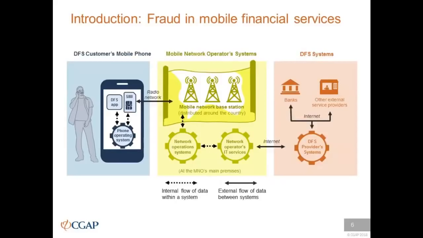It could be a smartphone, it could be a feature phone, but within that there is obviously a phone operating system. There may be a DFS application, and there's certainly a SIM. And then there's the mobile network operator systems with which the phone communicates via radio. And the MNO systems consist generally of a base station, or there'll be lots of base stations around the country. And these all connect to a central network operation system. And then in support of that, the various IT services.